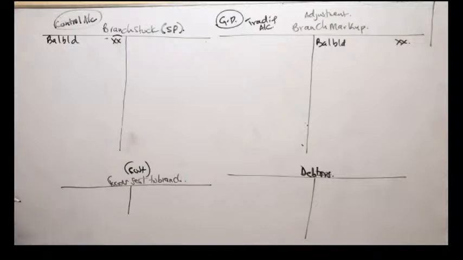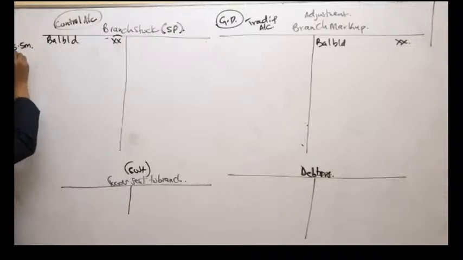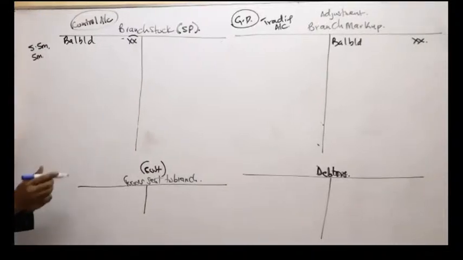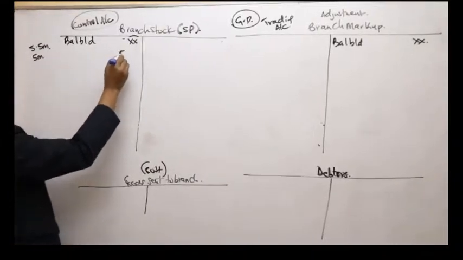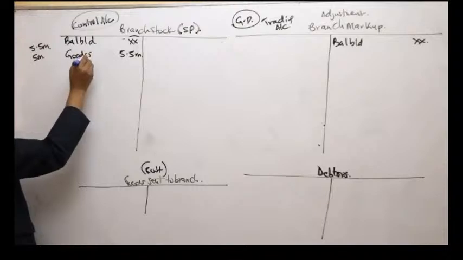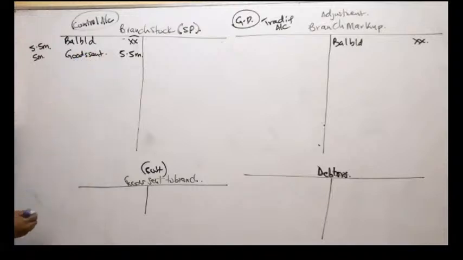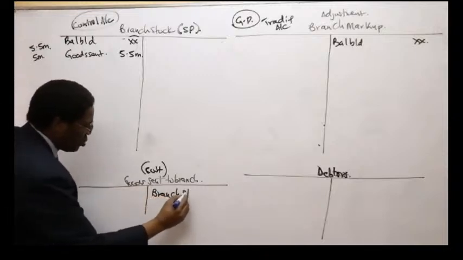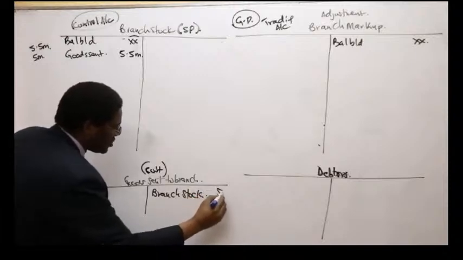Now, let's start. Number one, with the goods that you have sent to your branch, every time you send goods to the branch, let us assume you have sent goods with an invoice price of 5.5 million, but they cost you 5 million. So with the goods sent to branch, you debit the branch account at invoice price, and you credit goods sent to branch at cost price, which I'm assuming is 5 million.